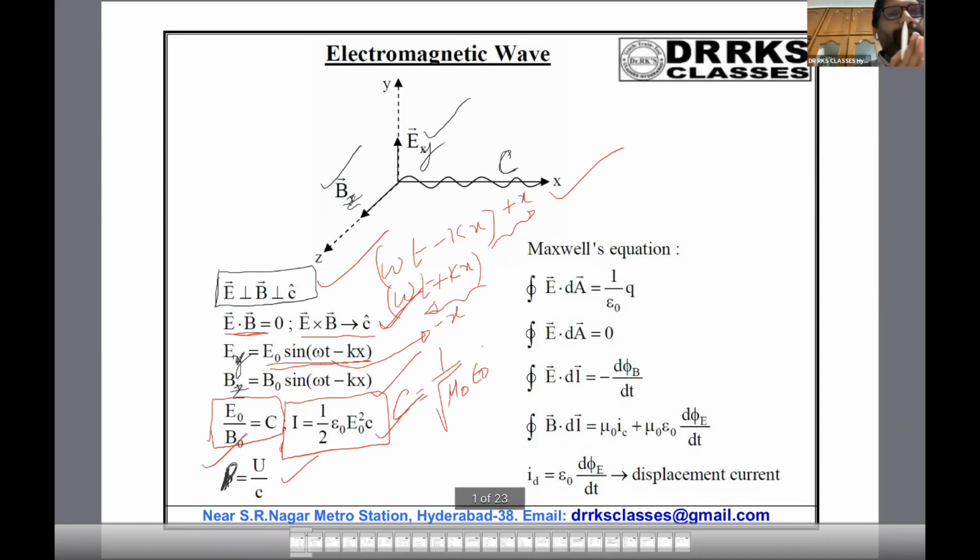So these are the very, very important concepts required to solve the problems of electromagnetic waves. And if you look at Maxwell's equations, the first equation is nothing but Gauss law in electrostatics. The surface integral of electric field, that is integral of E dot dA, is equal to 1 by epsilon naught times the charge enclosed by that surface. And this is the Gauss law in magnetism, integral of B dot dA is 0. So this indicates there is no single pole. Always the magnetic lines are closed ones.